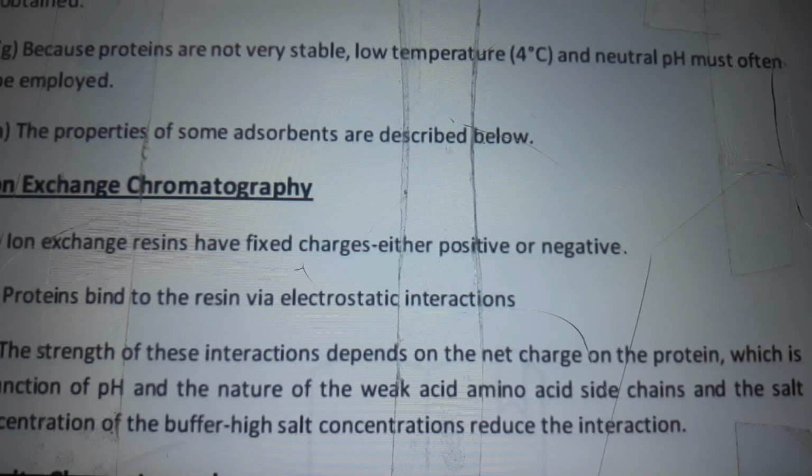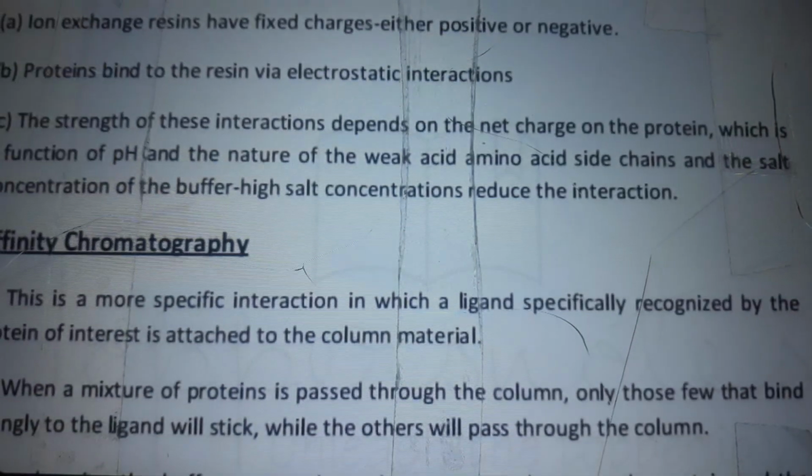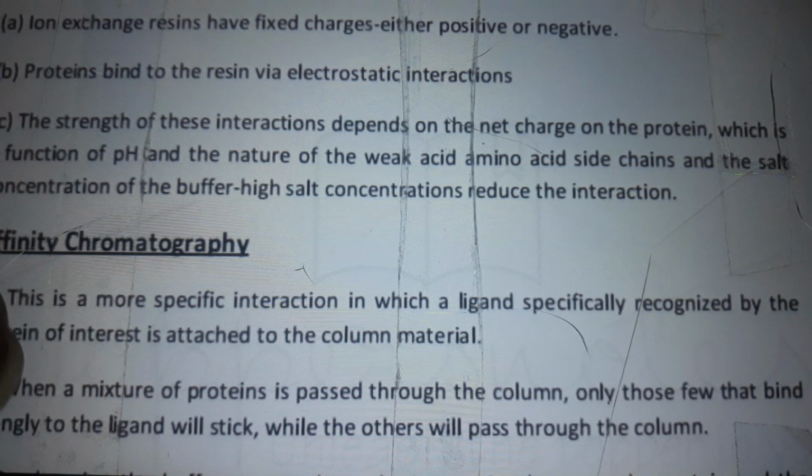The properties of some adsorbents are described below. Ion exchange chromatography. Ion exchange resins have fixed charges, either positive or negative. Proteins bind to the resin by electrostatic interactions. The strength of these interactions depends on the net charge of the protein, which is a function of pH and the nature of the weak amino acid side chains, and the salt concentration. A buffer with high salt concentration reduces the interaction.